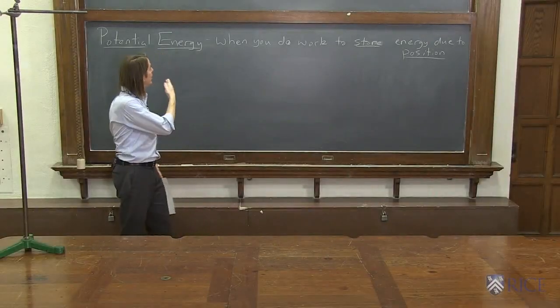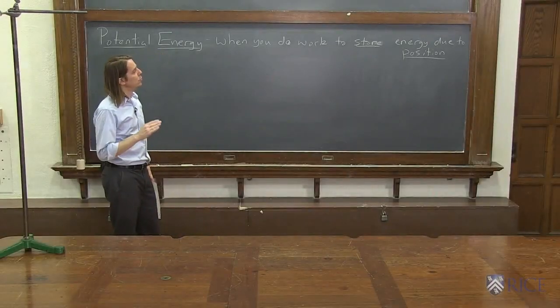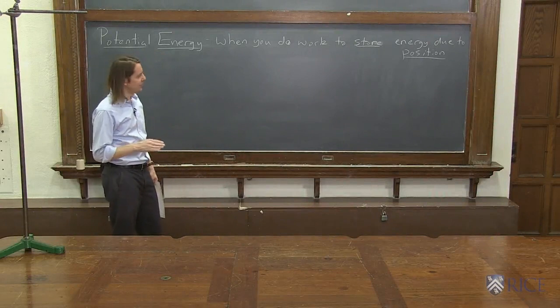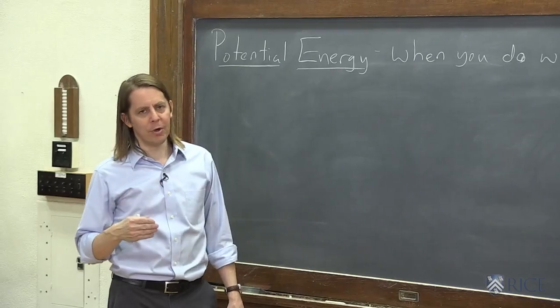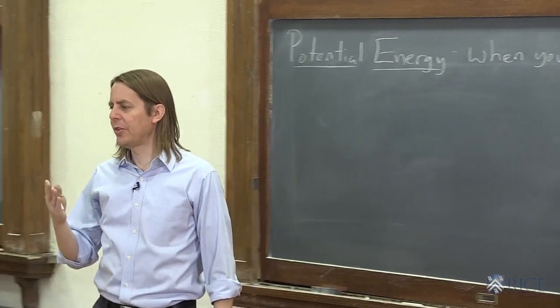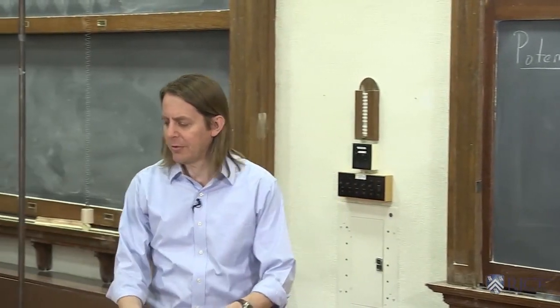You may recall our definition of potential energy: when you do work to store energy due to position. And we talked about it for gravitational force. We can also think about it for the spring force. So here I have a mass on a spring, and right now the mass has no kinetic energy, and we can define this position as having no potential energy.